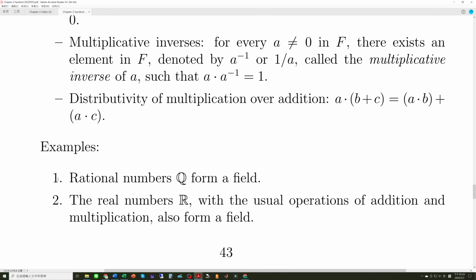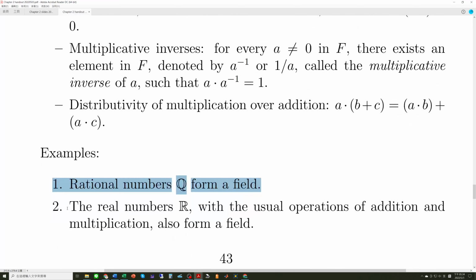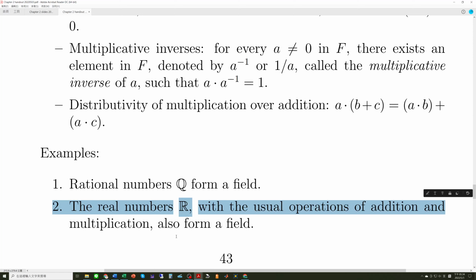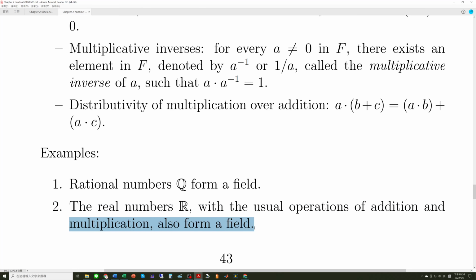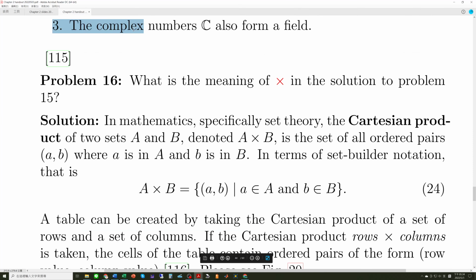Okay, examples. First, rational numbers Q form a field. Okay, you can check rational numbers Q for the above 6 field axioms, and they will all be satisfied. Okay. Second, the real numbers R with the usual operations of addition and multiplication also form a field. Okay, third, the complex numbers C also form a field. Okay, so this is all about the definition of a field.